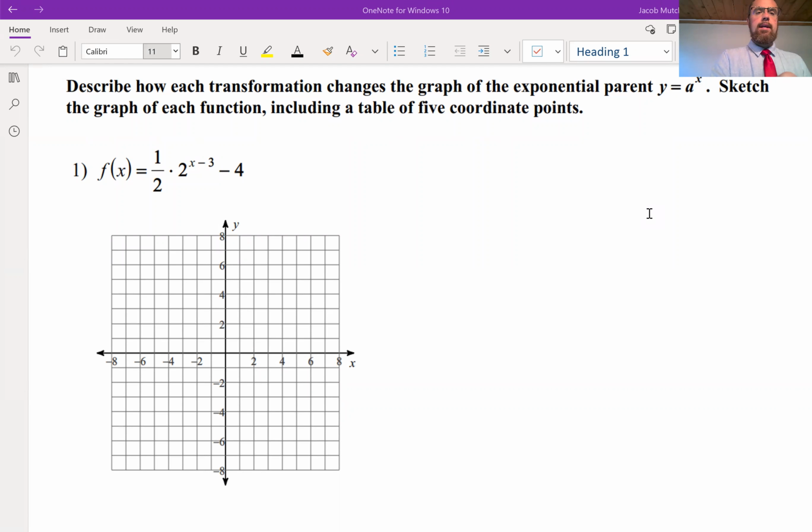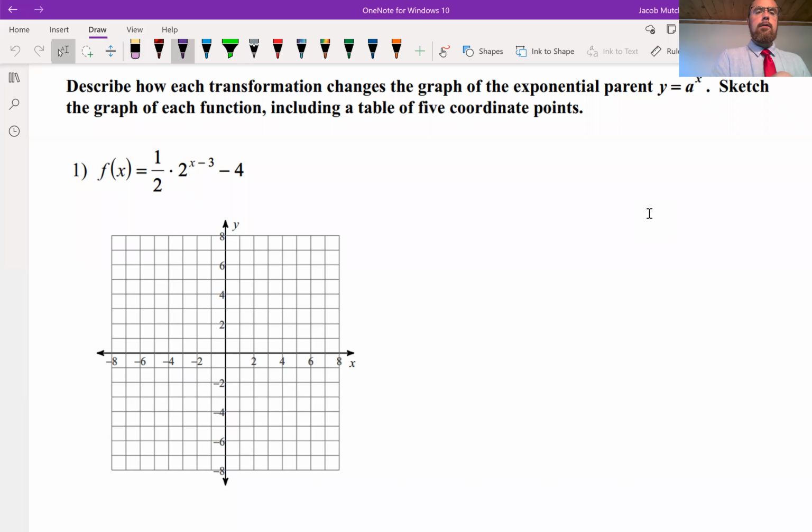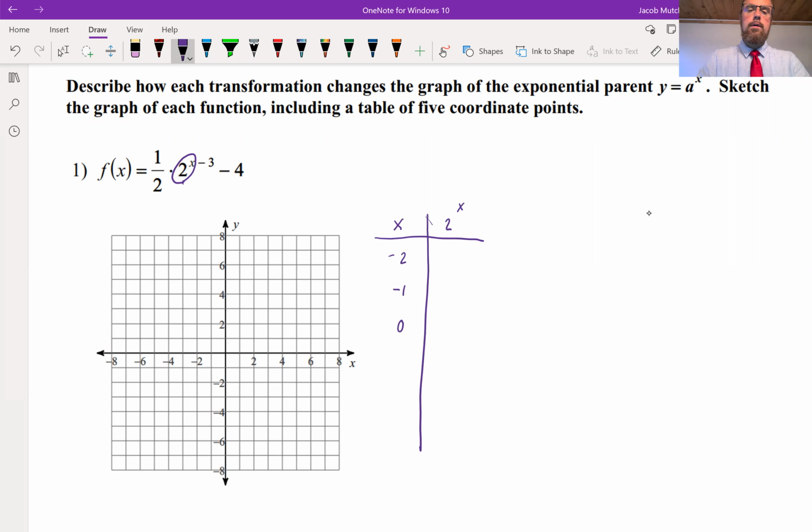So I'm going to create a table. And the parent function is going to be the most simple but most essential part of this transformation. So if I could identify what that is, that's 2 to the power of x. So that's how I'm going to begin with my table: I want to create a table for that parent function and graph it. So x, 2 to the power of x. So we'll use our traditional -2, -1, 0, 1, and 2. And we'll just evaluate these manually.